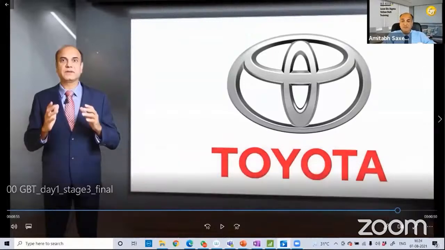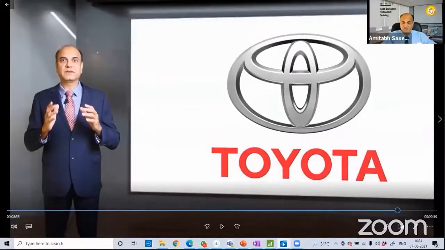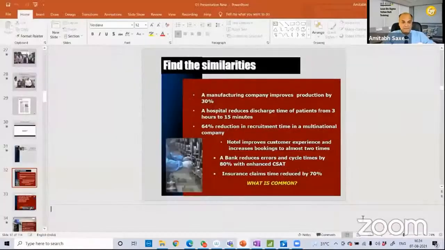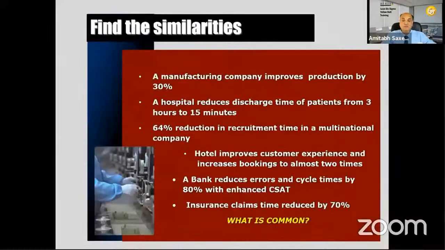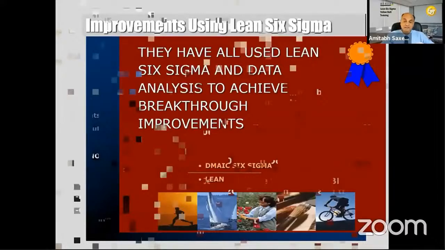So that was the brief history of how Lean and Six Sigma originated, or how Toyota started Lean. I'll not go into the details of that right now, but let me just talk very, very briefly about what Lean is and what Six Sigma is. If you were to ask me in 3 to 4 sentences, what is Lean, what is Six Sigma?